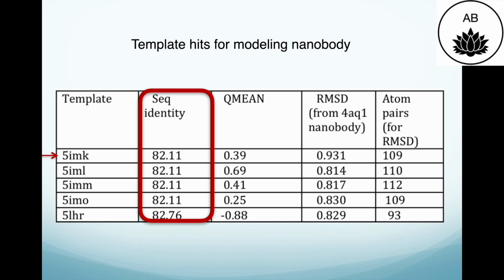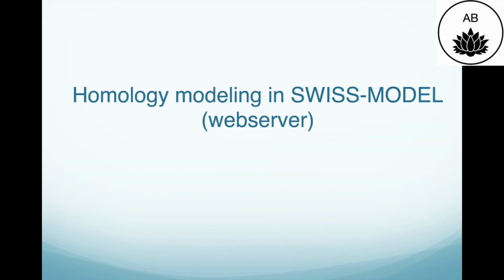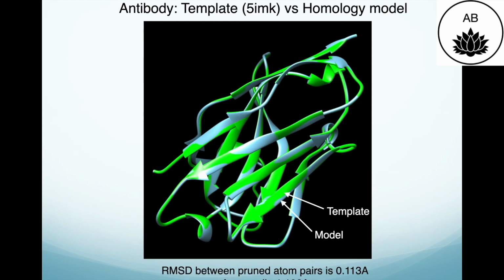The minimum sequence identity for homology modeling is around 30%. And here we have like 82 point something for all of them. So I went ahead and selected the first hit, 5IMK, for building my homology model. I used a web server of Swiss-Model to build my homology model. Now, upon comparing the structure of the model with respect to that of the template, this is what I got.